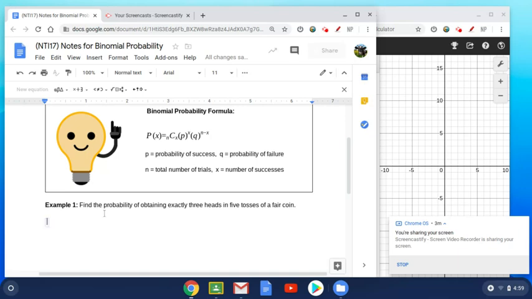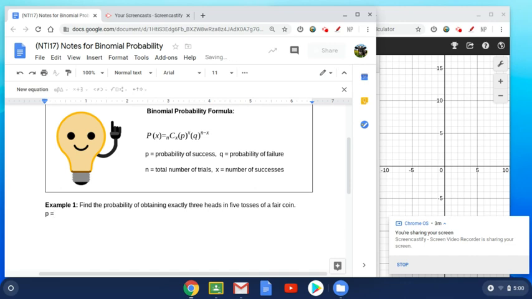So for example 1, it says find the probability of obtaining exactly 3 heads in 5 tosses of a fair coin. So let's break this down, okay? First thing, let's figure out what P and Q, N and X are, okay? So P is our probability of success. Well, in this case, we want heads. So getting heads is our success. So what's the probability of getting heads when I flip a coin?